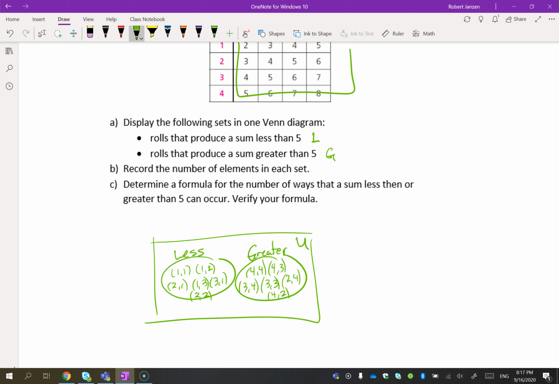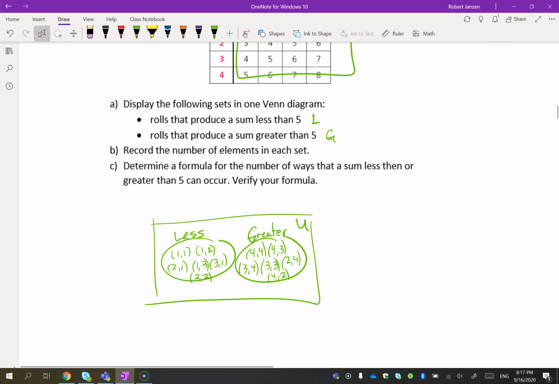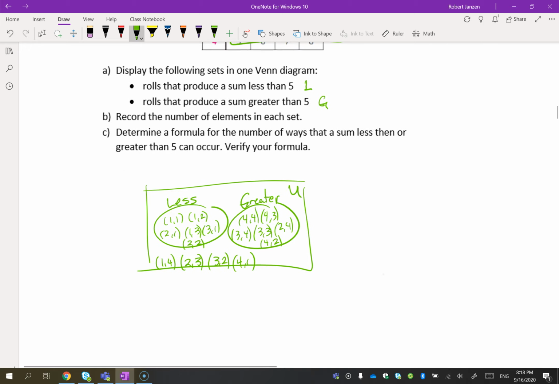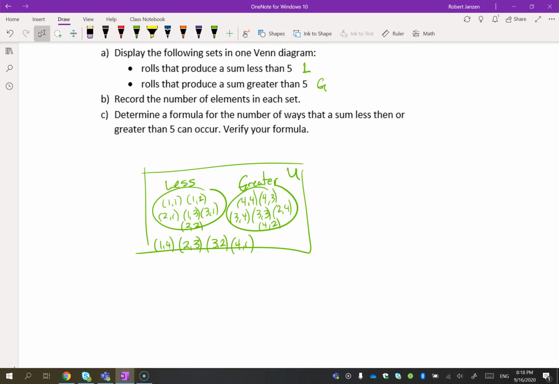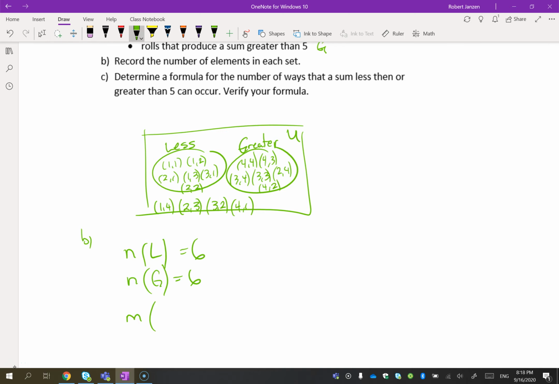Now, there's a couple of combinations that don't fit there. They're not less than 5 and they're not greater than 5. They're actually equal to 5. These would not fit in either of those two subsets. So there is the Venn diagram. Record the number of elements of each set. What is the number of L? It's 6. What is the number of G? It's 6. What is the number of the universal set? Well, there are 16 outcomes.